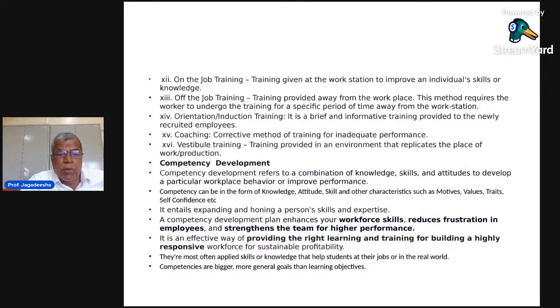This is an effective way of providing the right learning and training for building a highly responsive workforce. This is equally important that anybody should take note of it.